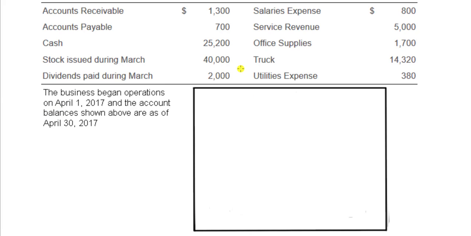Okay, so you want to first title your financial statement. So for every financial statement, your first line will be the name of the business. So, business name. The second line of your title will be the name of the financial statement. This is an income statement.